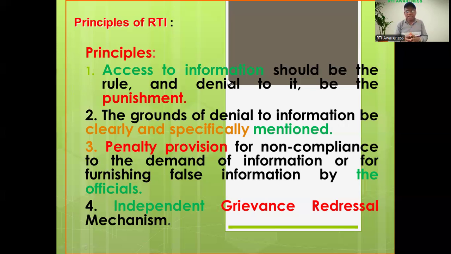Then the fourth one is that in RTI there is an independent grievance redressal mechanism. Everybody knows. On Monday we have the grievance day, but there is no independence. But in RTI, there is independence. The citizen has a right to say to the public information officer that I have given the application, but I could not get information within the stipulated time period of 30 days as per section 7.1. I lodged the RTI application as per section 6.1, but unfortunately, I did not get it.